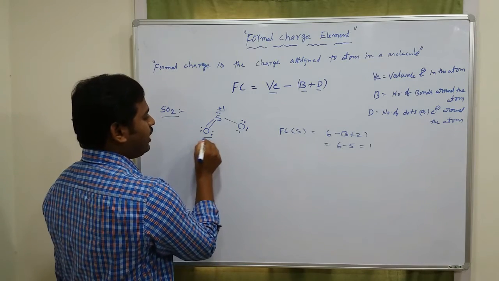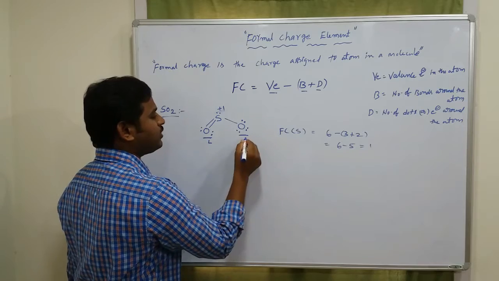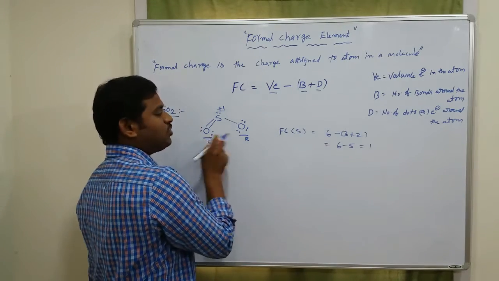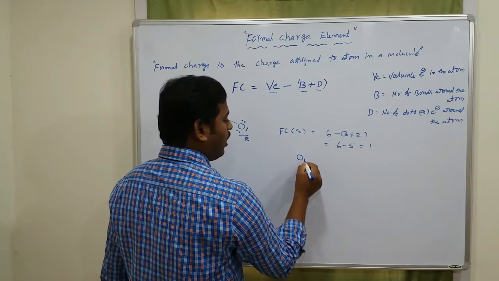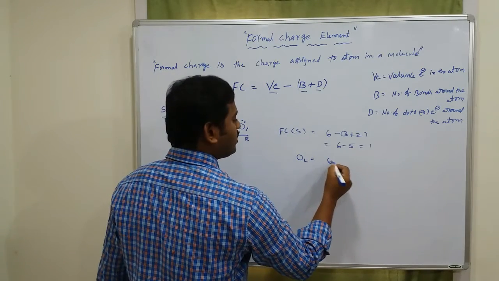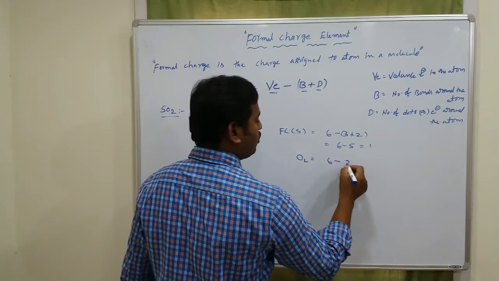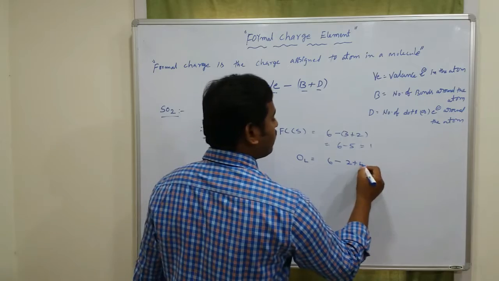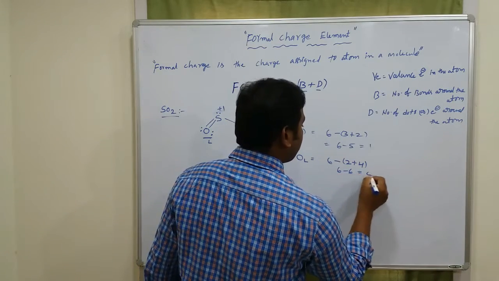Coming to oxygen, it is also oxygen. It is the oxygen on the left side, and the oxygen on the right side. Just assume this is the left side oxygen and this is the right side oxygen. For the left side oxygen we can calculate the formal charge. The oxygen group number is also 6, minus, there are 2 bonds around the oxygen atom, that is 2, plus it has here 4 dots. So 6 minus 6 equals 0.